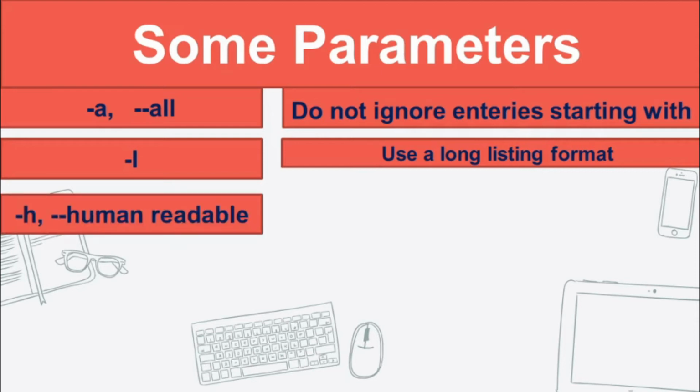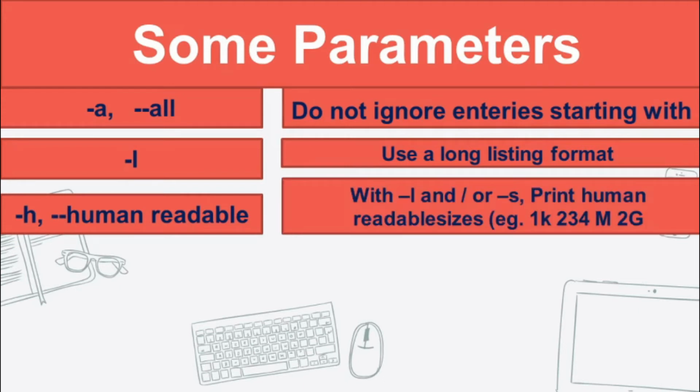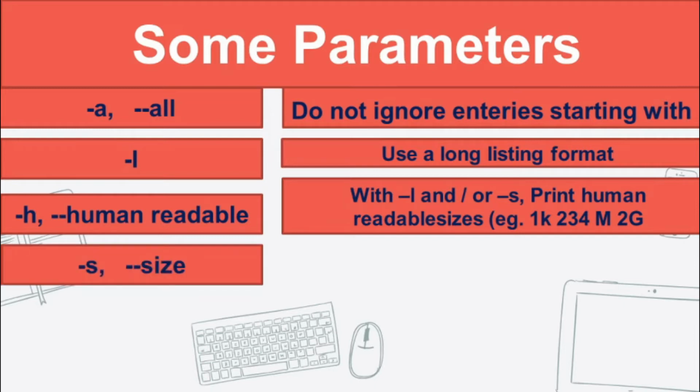Dash h or double dash human-readable, with l and or s, prints human readable sizes. Example: 1K means 1 kilobyte, 234M means 234 MB, 2G means 2 GB. Dash h or double dash human-readable displays size information in a human readable format.